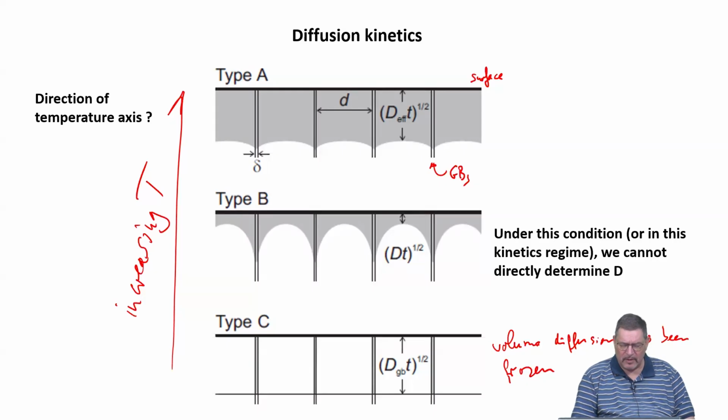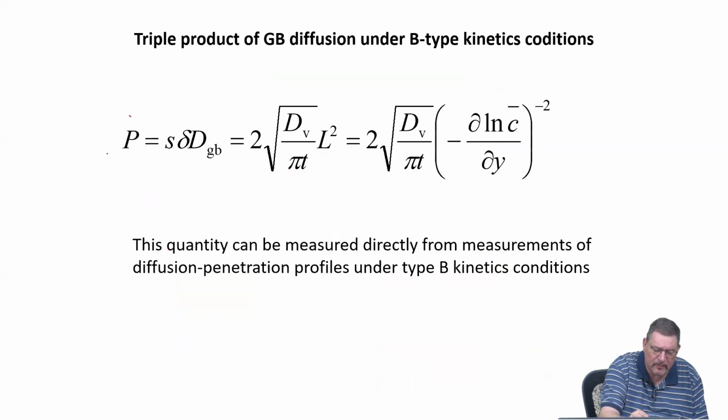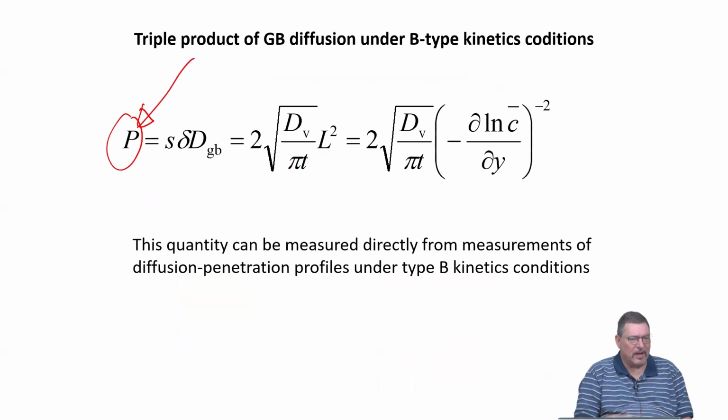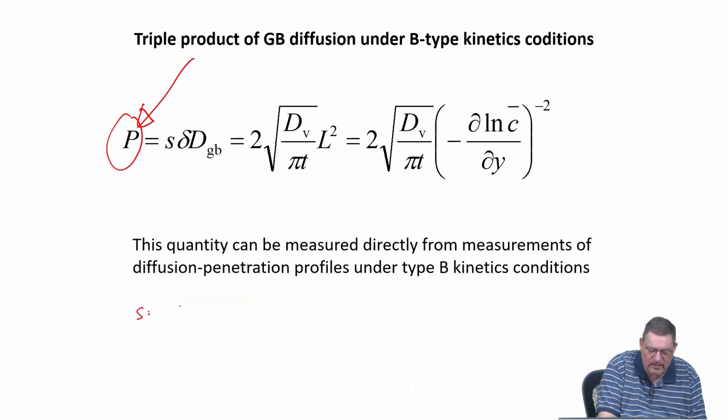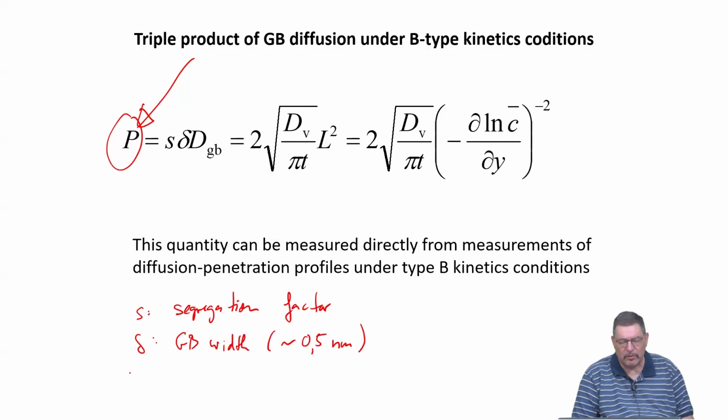What we will measure is the so-called triple product, P. Well, this is the triple product. And it has three components, as the name says. S is the so-called segregation factor. Delta is again the grain boundary width. And D_GB is the grain boundary diffusion coefficient.